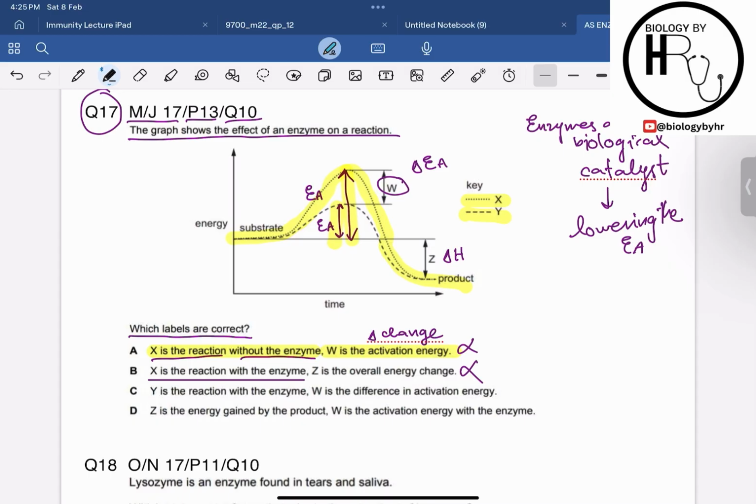Then it says that Y is a reaction with the enzyme. Yes, Y is a reaction with the enzyme. How can we conclude it? With the low activation energy, right? Because we know that enzymes lower the activation energy. W is the difference in the activation energy. Already I told you that W is basically the difference in the activation energy. Hence, the correct answer for this MCQ 17 is option C. I hope that this MCQ is clear to all of you.